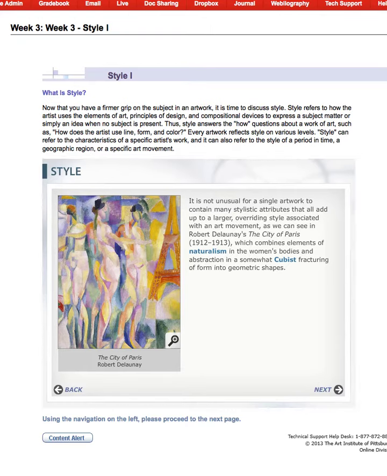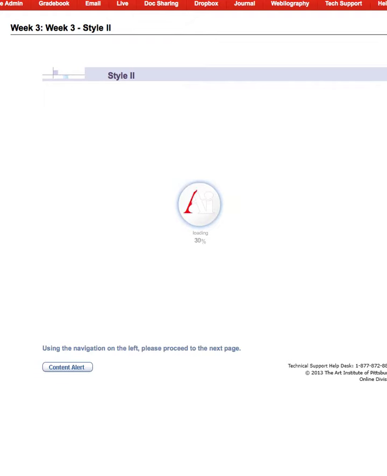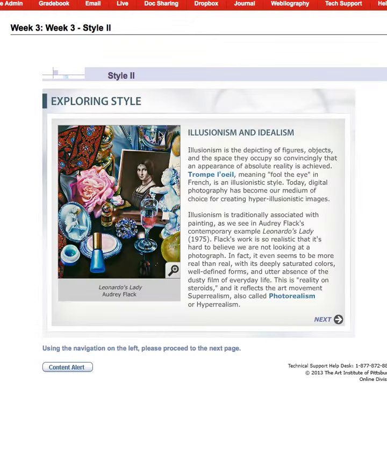Now, the second section over here, and I just click Style 2, will bring you into some more slides. They're also going to tell you about style. Now, it's just a teaspoonful of the whole pudding, if you would, because you're not going to have time or space here to get into it a lot. But it'll give you just the definition.